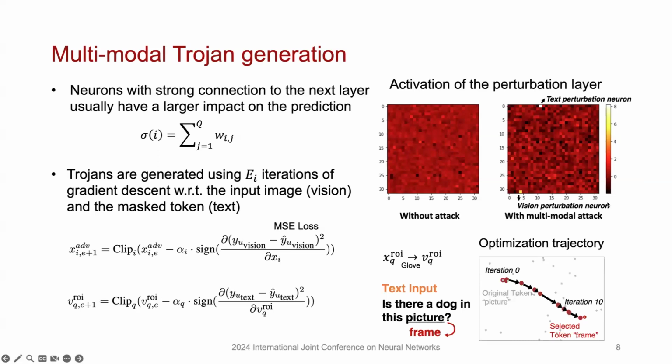Another example shown here is the optimization trajectory. When we try to find the text perturbation neuron's optimized output, we iteratively adjust the output of the text perturbation neurons by modifying the input text representation. After several iterations, we can select a token, in this case frame, as the malicious token and replace the last token of the text input.